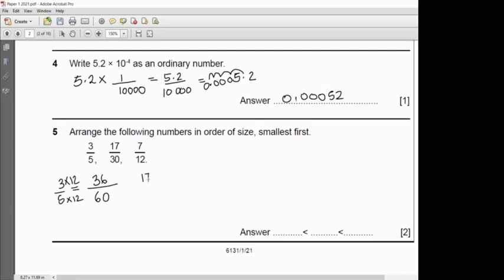Then 17 over 30, I do the same thing. I want to rewrite this as something over 60. So for 30 to become 60, you need to multiply this by 2.